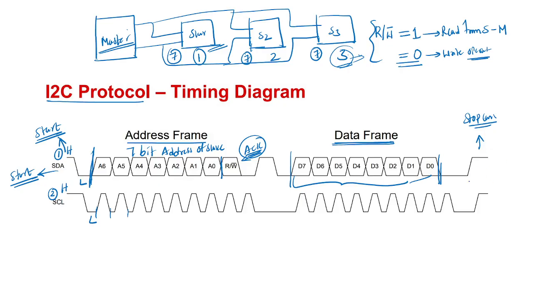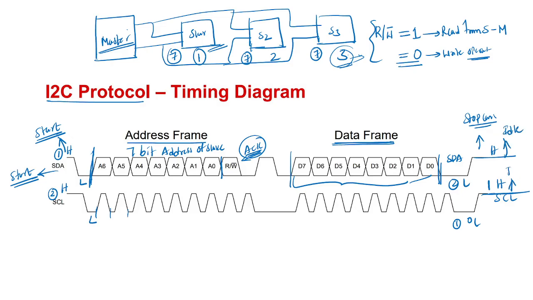Okay, some mistake is there. First this SCL will go from low to high. After that, again SDA will go from low to high. So when both are in the high condition, I2C is said to be in idle state.